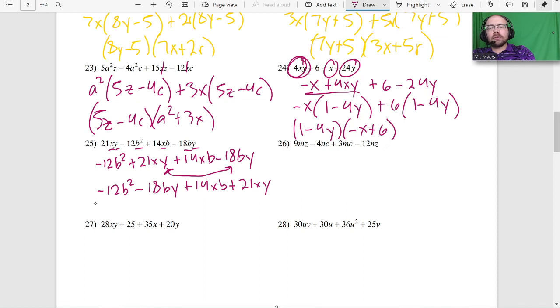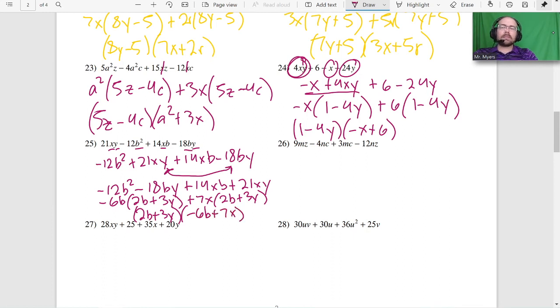So I would do, let's see, I can take out 6 minus 6b. So I'd have 2b plus 3y. Then here I can take out a 7x and have 2b plus 3y. Good. Okay, and then, yeah, so 2b plus 3y, and then negative 6b plus 7x. Whew, okay. On to the next one.